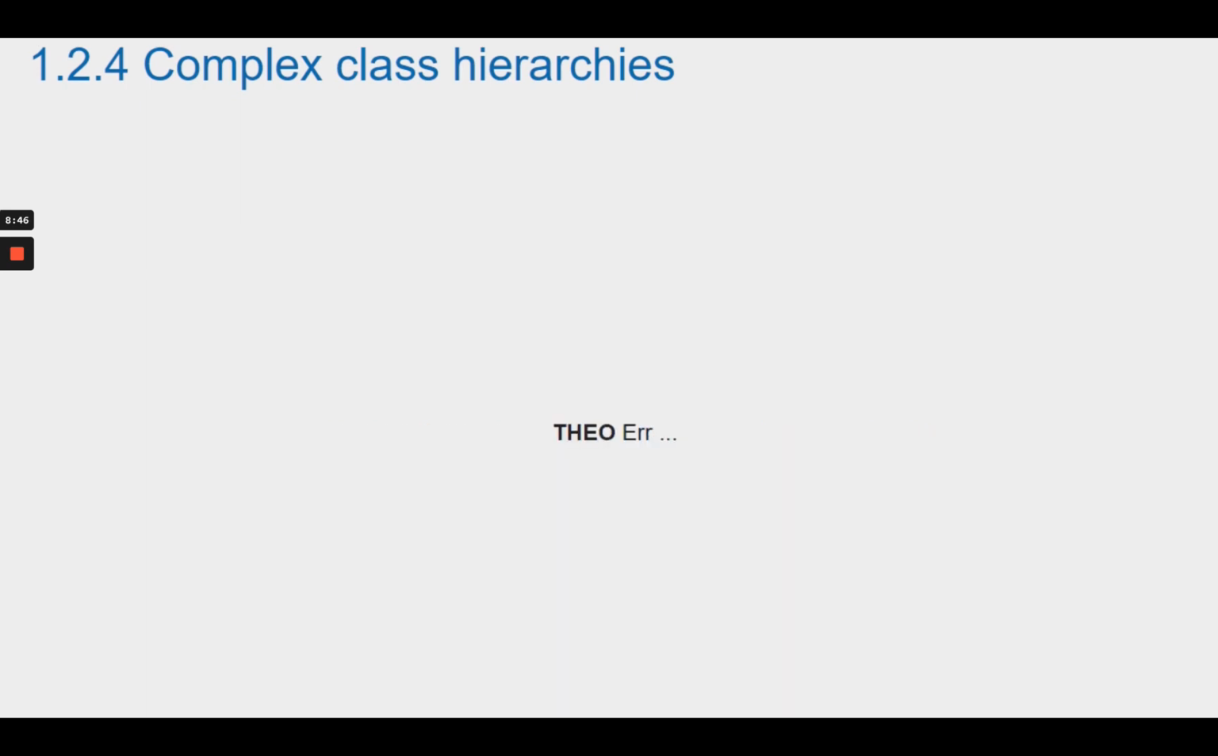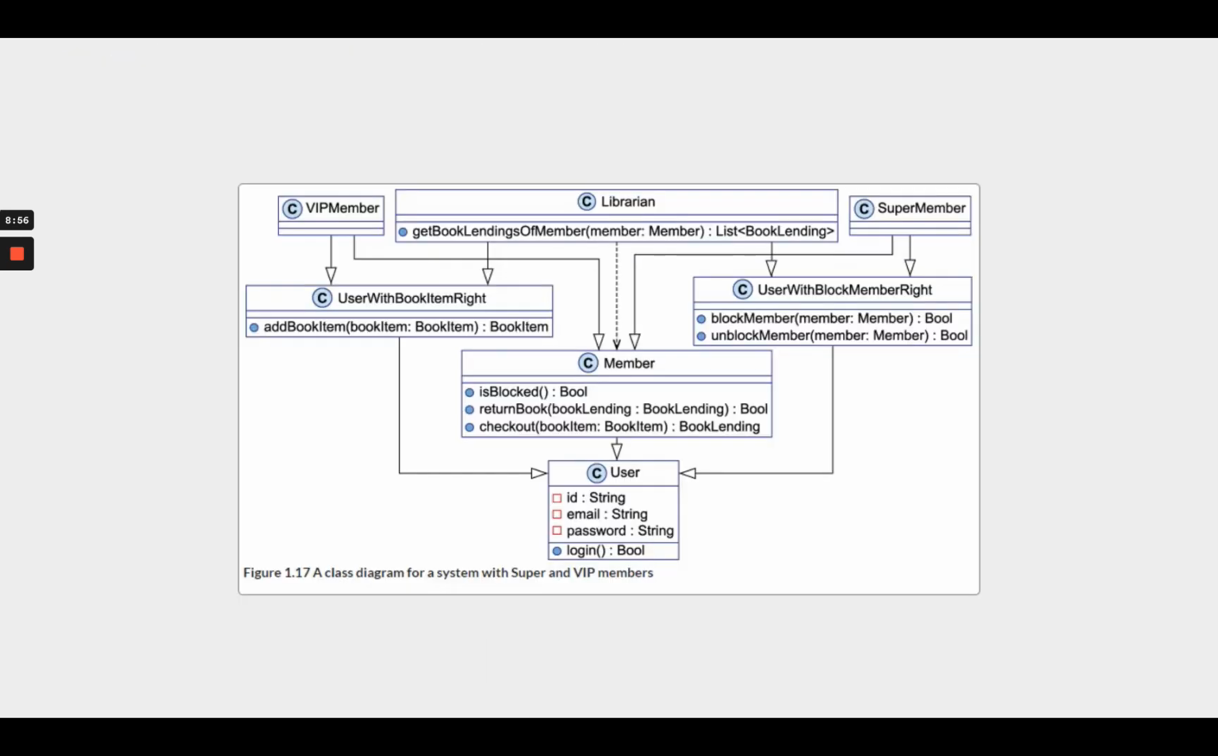Theo: Nancy: What? Theo: That's not a tiny change. Nancy: Why? As with VIP members, adding super members to the system requires changes to Theo's class hierarchy. Figure 1.17 shows the solution Theo has in mind.